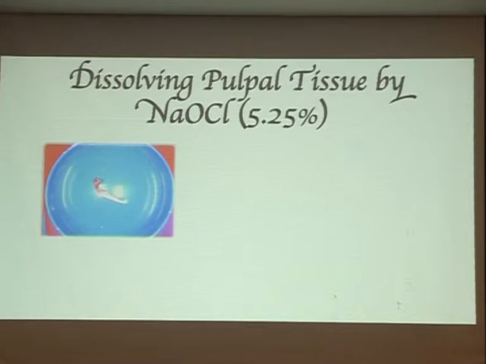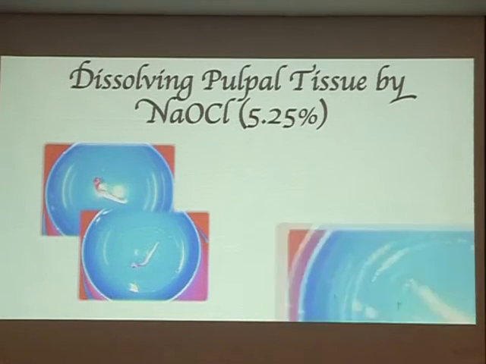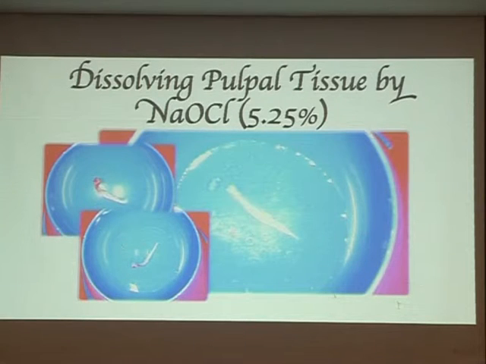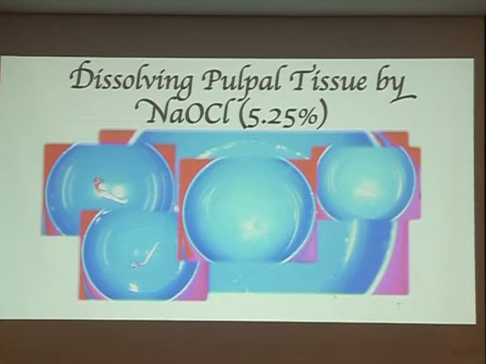This is a fresh pulp tissue, the nerve from the tube. I put hypochlorite soaking at full strength at that time. It's immediate, at 5 minutes, 10 minutes, 50 minutes of soaking. So the pulp tissue is gone.